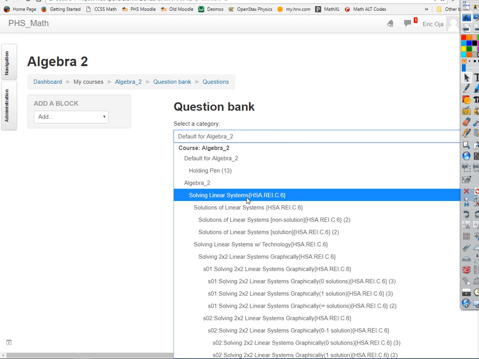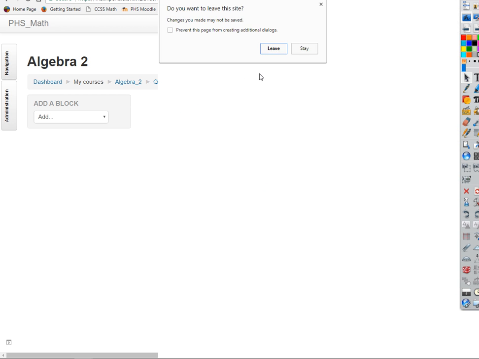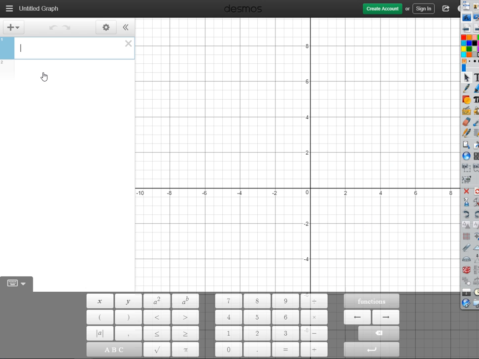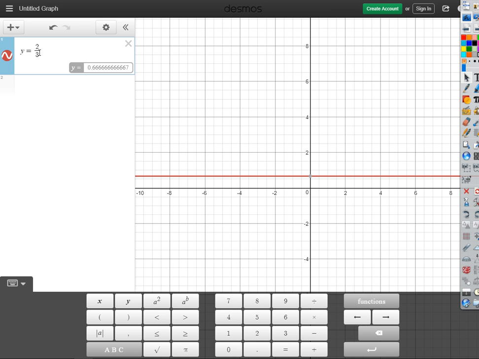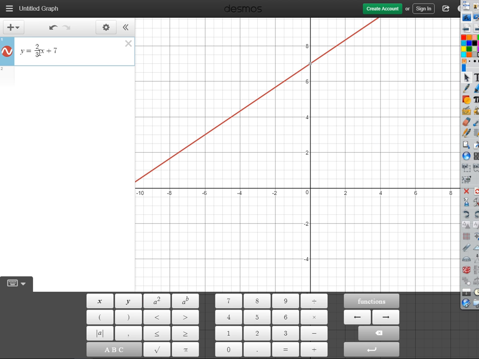How do you do fractions on Desmos? Good question. Let's pull up. So what if we wanted to do y equals 2/3 x plus 7? You just go y equals 2. If I do 2 divided by 3, it makes a fraction out of it. And then I just hit the right arrow to leave the fraction. Does that make sense? X plus 7, something like that.